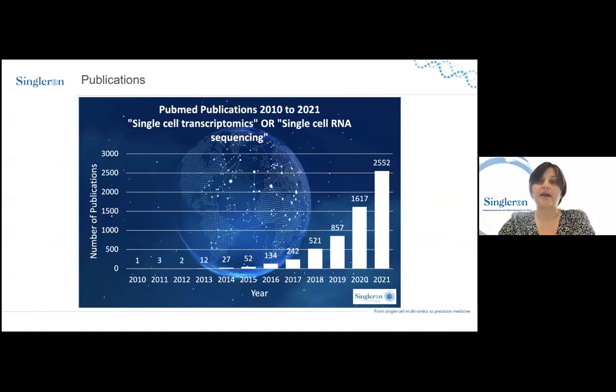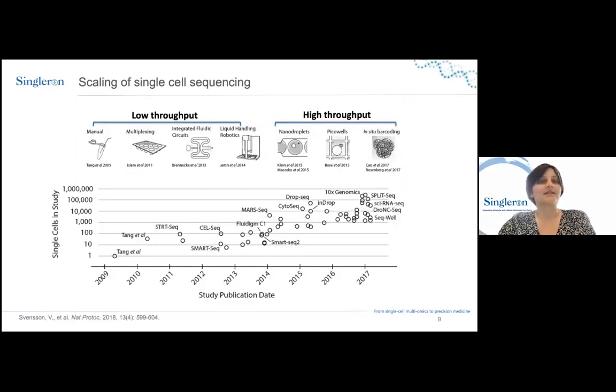The number of publications using single-cell sequencing has been increasing steadily over the past couple of years. And we believe that this trend will continue in the future until at some point single-cell sequencing will become a common technique used routinely in a lab, such as, for instance, PCR is right now. So single-cell sequencing has developed tremendously over the past 10 years or so.